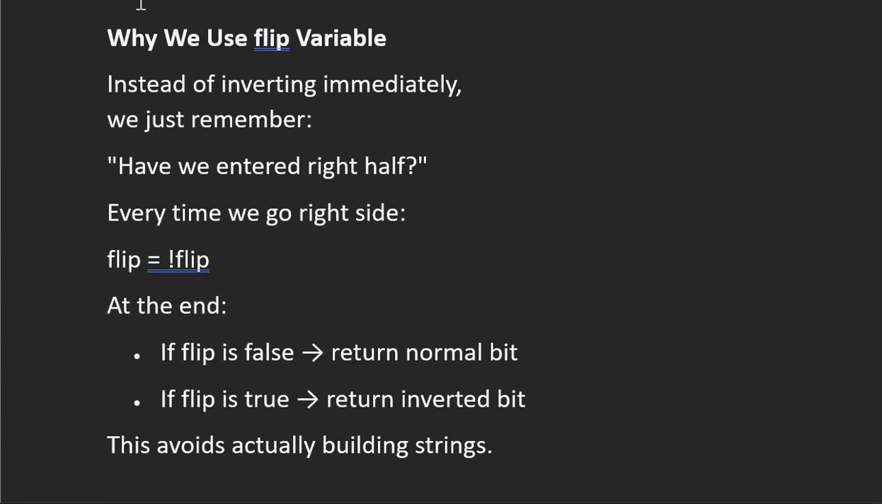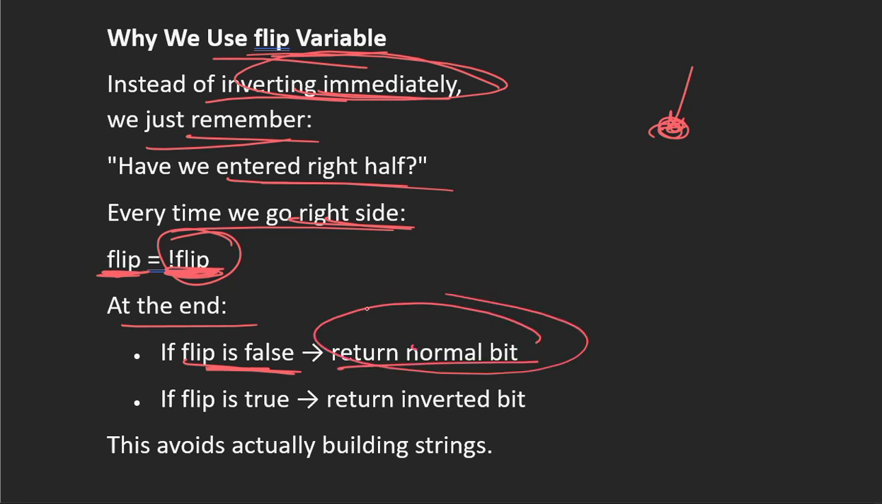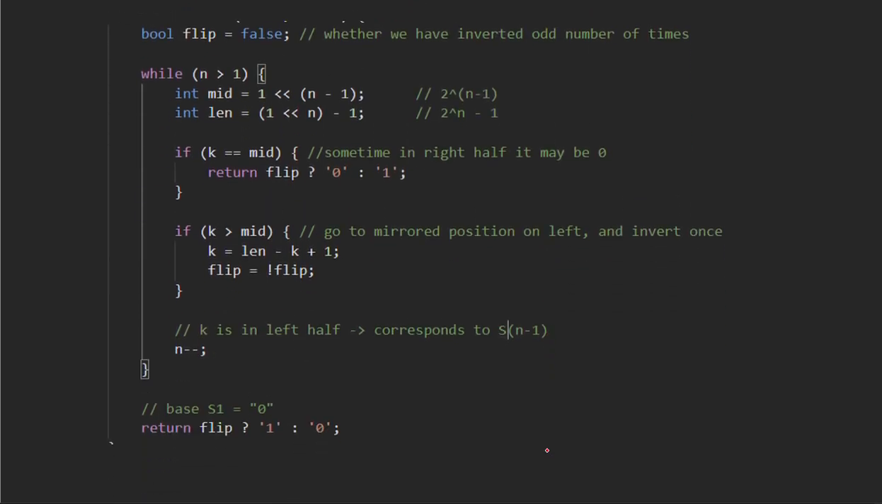So the next question is why we have used the flip variable. Instead of inverting the string immediately, we are just remembering how many times we have entered the right half, right? And every time we go to the right side, we will negate the flip variable and store that. And at the end, if flip is equal to false, then we will return the normal bit, right? And if flip is equal to true, then we will return the inverted bit, meaning 0 to 1 and 1 to 0. So this helps us in avoiding building the actual string.